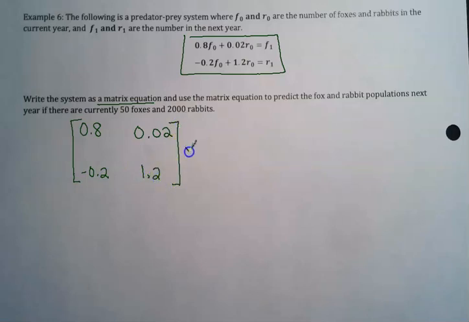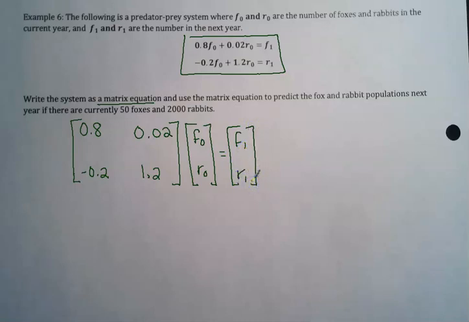Times, and you don't even have to put the times. I haven't written it the whole entire time we've been working. I don't know why I'm doing it now. Times, and in order we have F sub 0, R sub 0. And that's going to equal our F sub 1 and our R sub 1, so my fox and rabbit population for next year.